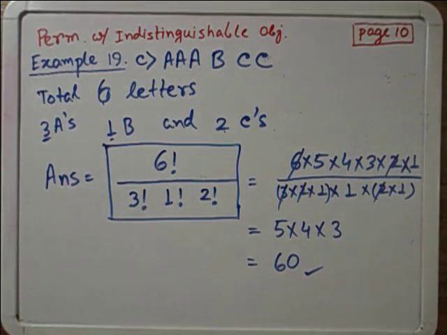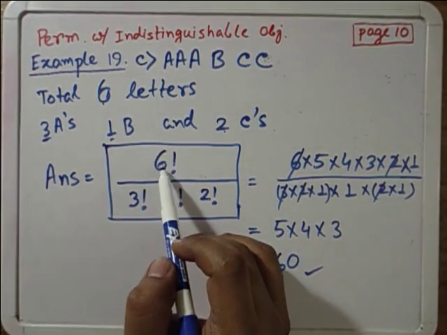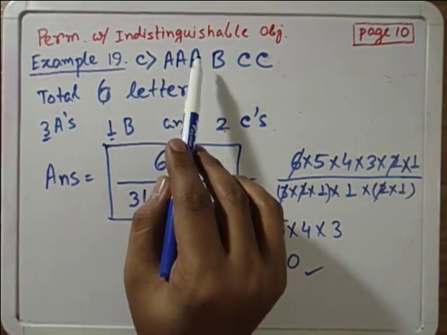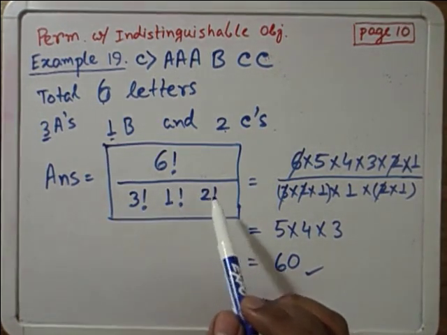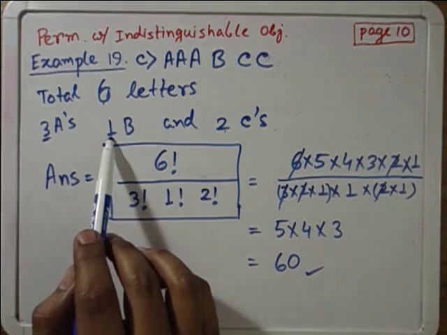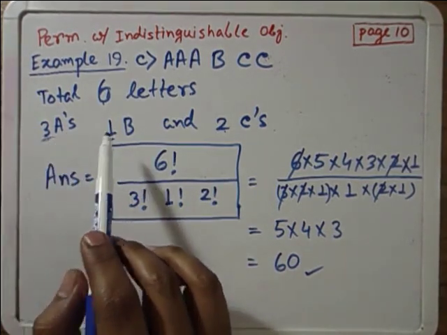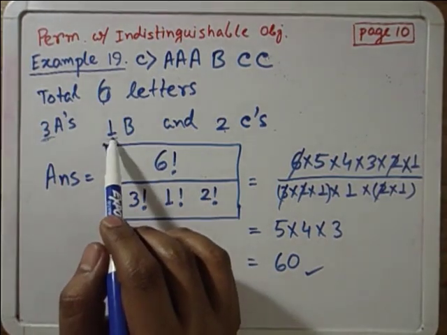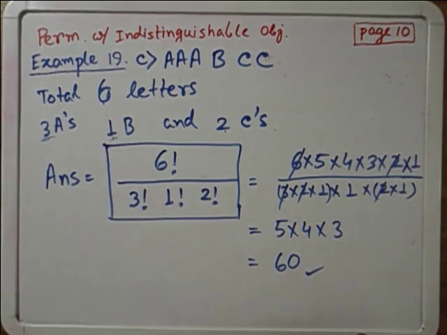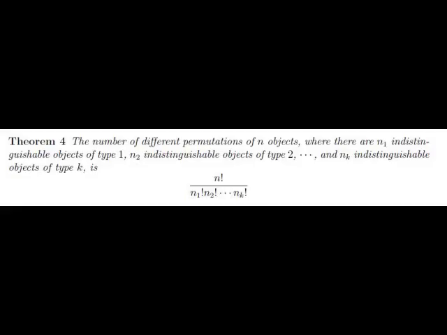Okay, so just to repeat, the formula is, in the numerator it goes how many letters are there in total, factorial of that. Then in the denominator, for each type you find how many are there, repetition, and factorial for each of them. If there is 1, you can ignore it, since 1 factorial is just 1. Next, we sort of formalize this theorem, theorem 4 on page 10.